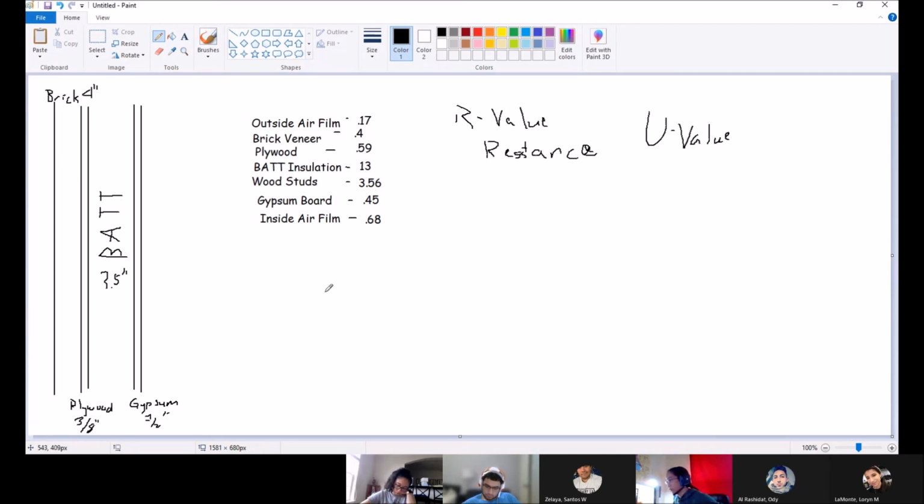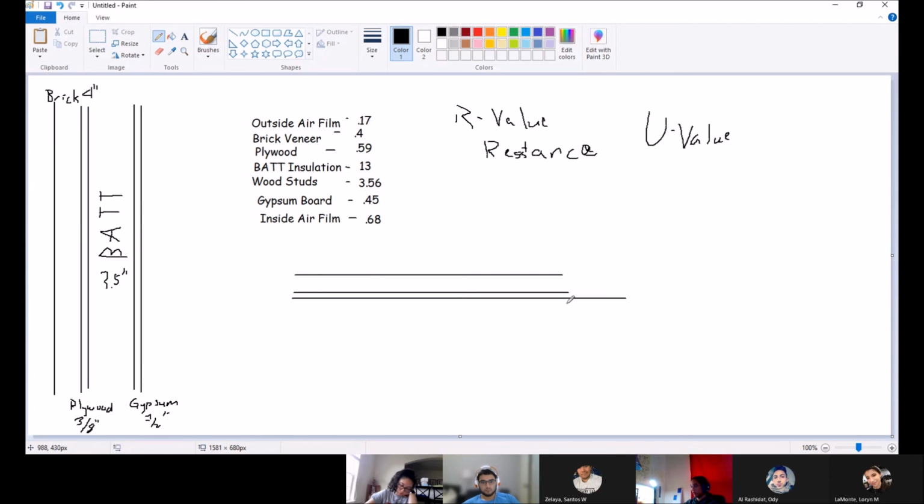So let's just start taking the U value. Let's take the U value at the studs, right? When you think of a wall, this is a vertical section right here. Let's take a horizontal section. So we have the 4-inch bricks, the plywood, and now we have these studs right here, and then we have the insulation right here, right?